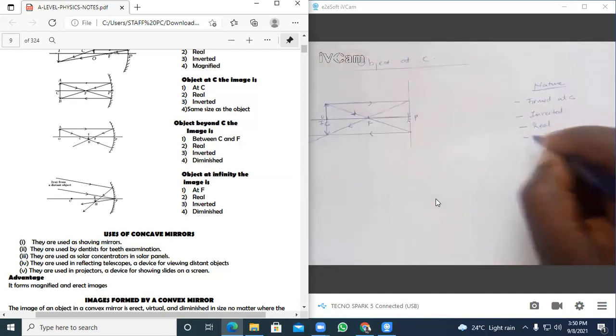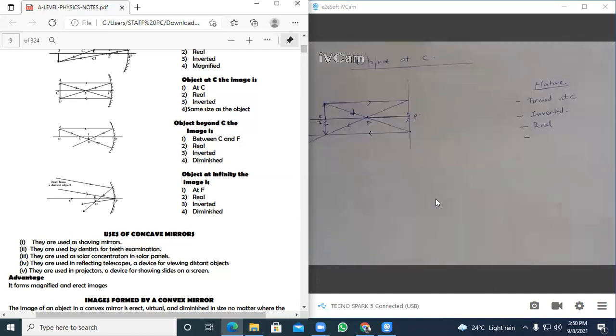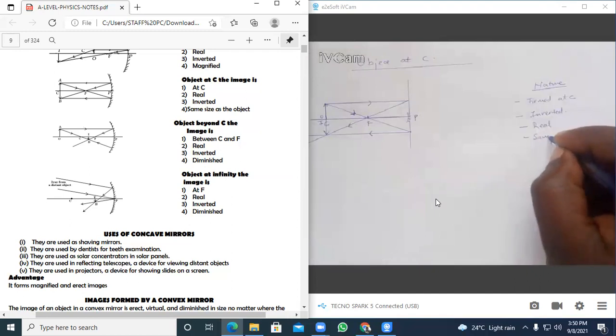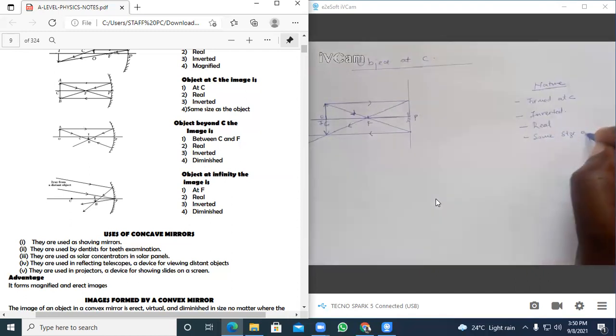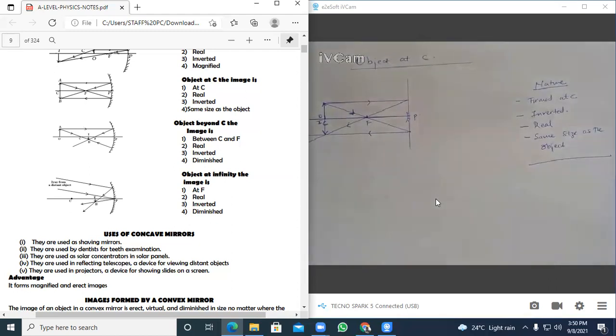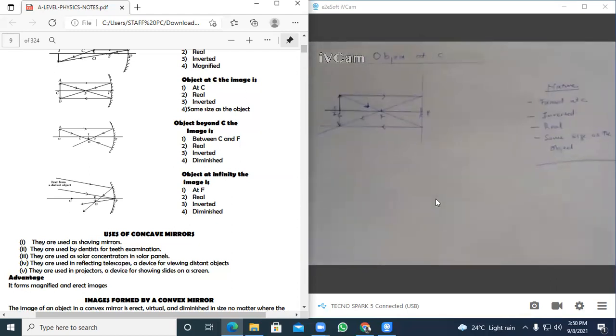Four. It's the same size as the object. Yes, same size as the object. So the image at C is real, inverted, and the same size as the object.